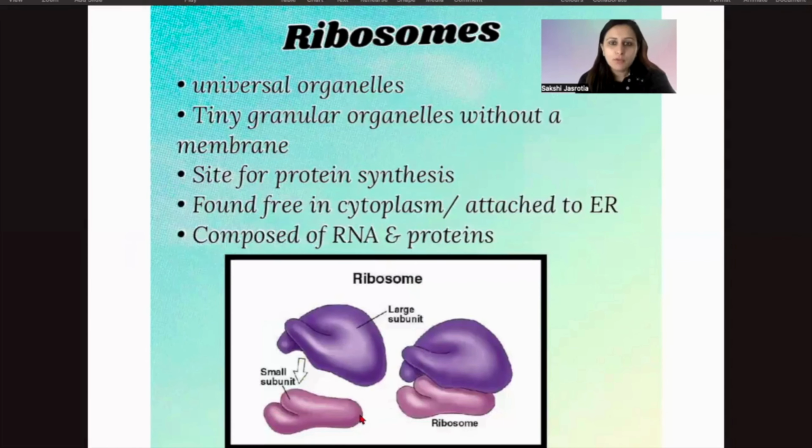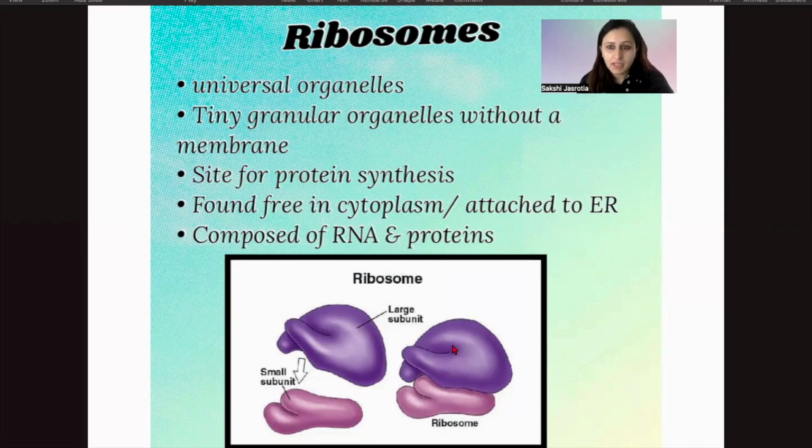Okay, now we come to the ribosomes. Ribosomes are called the universal organelle. Why? Because they are present in all the cells, right? So these are tiny organelles without a membrane. There is no membrane over them. They are small organelles scattered within the cytoplasm. These are the site of protein synthesis.